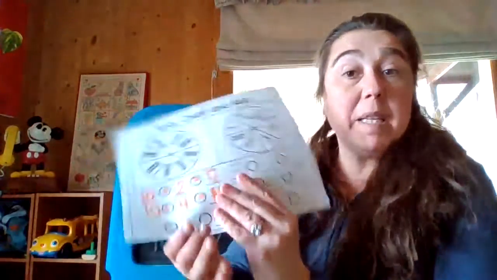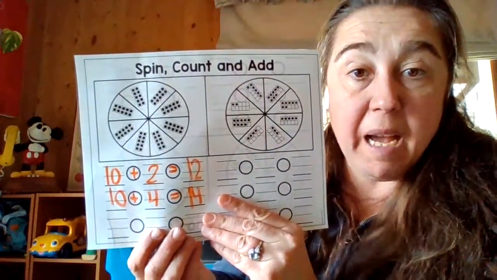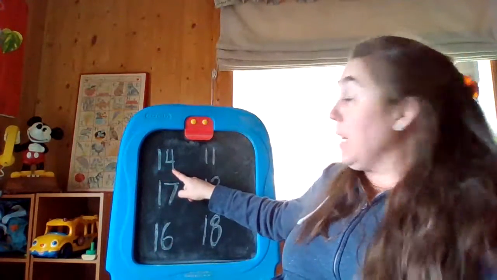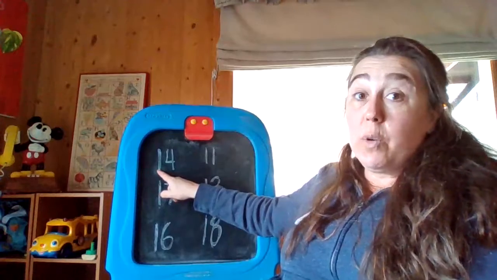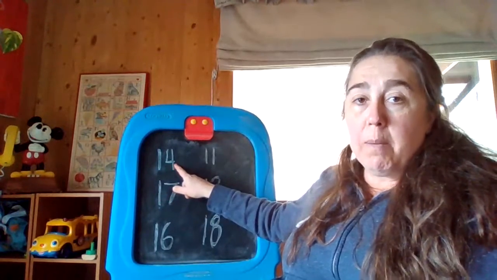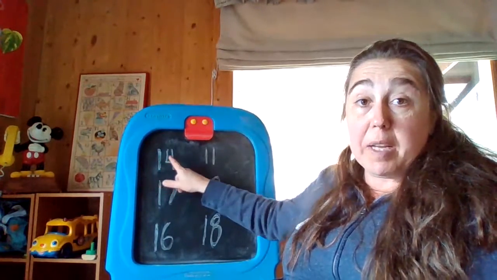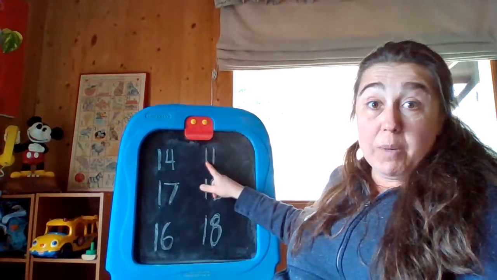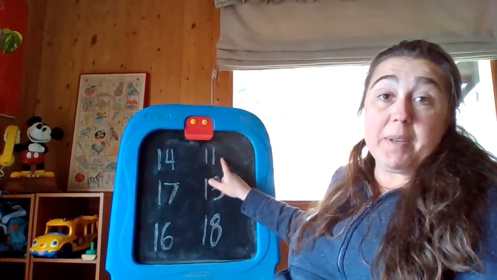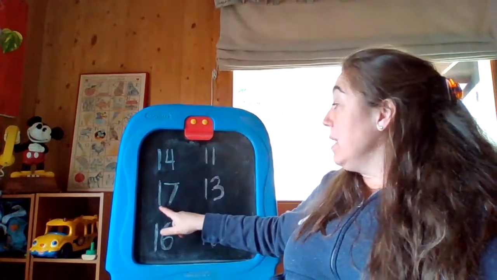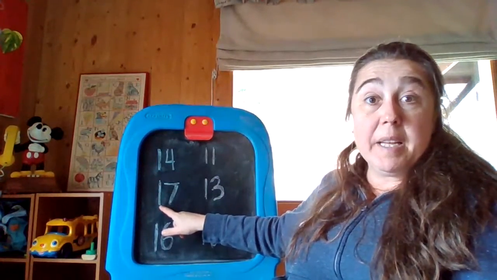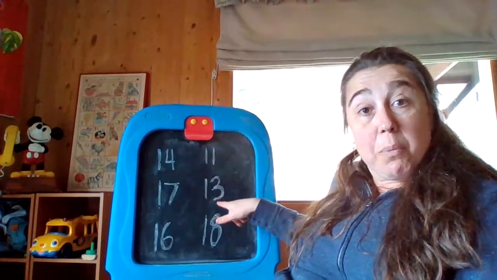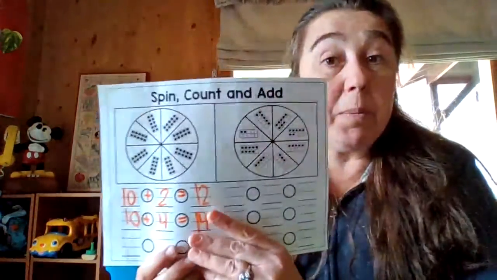So the first game I'm going to teach you about is called Spin, Count, and Add. The idea of teen numbers, like the number 14, is that it's a group of 10 and 4 more. This isn't a 1 out front. It's a group of 10 and 4 more. 11 would be a group of 10 and, yep, you guessed it, 1 more. 17 would be a group of 10 and 7 more. 13 would be a group of 10 and 3 more. So this game helps reinforce that.